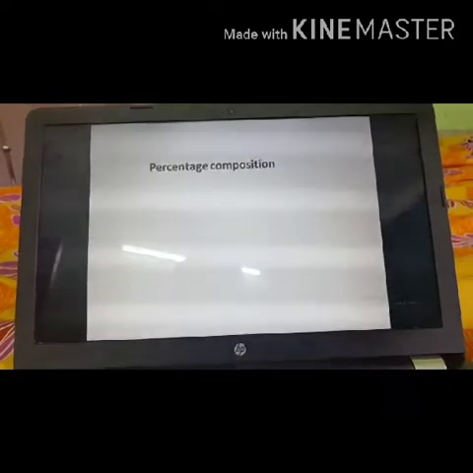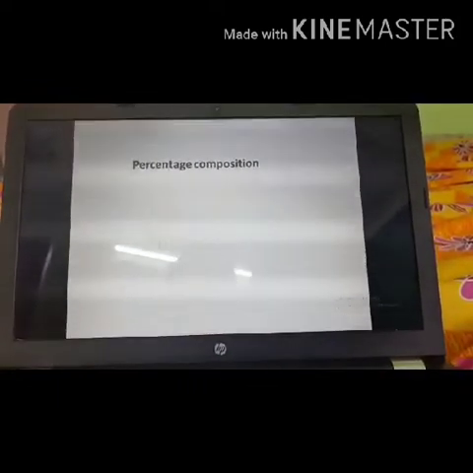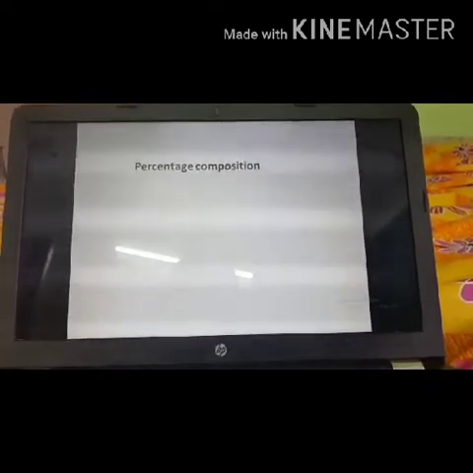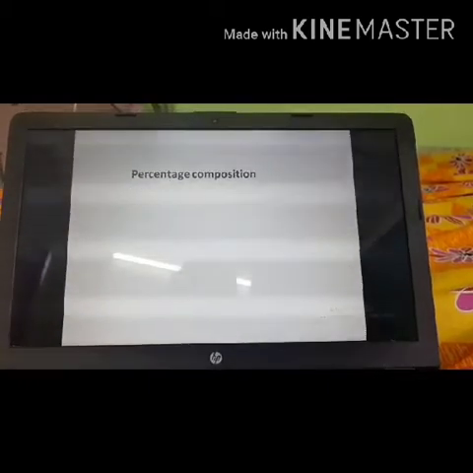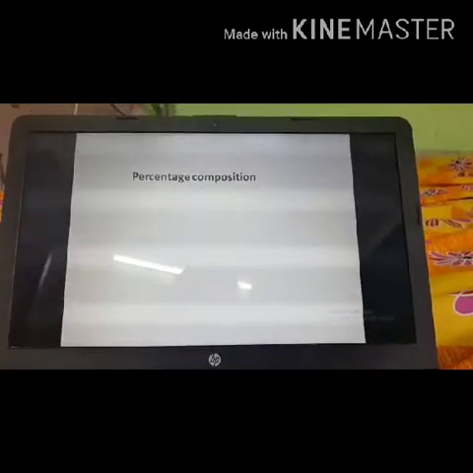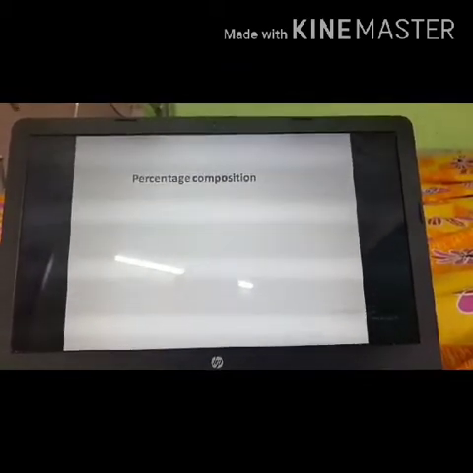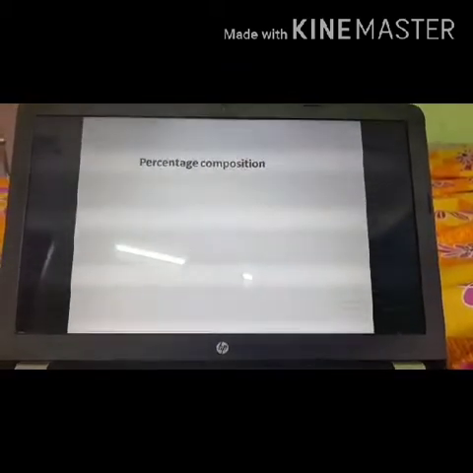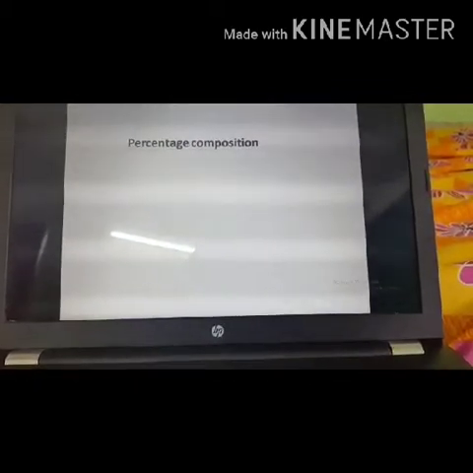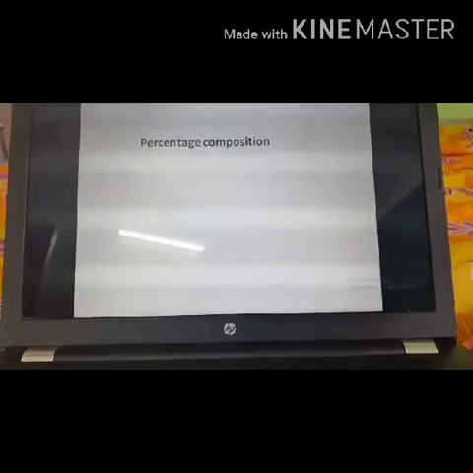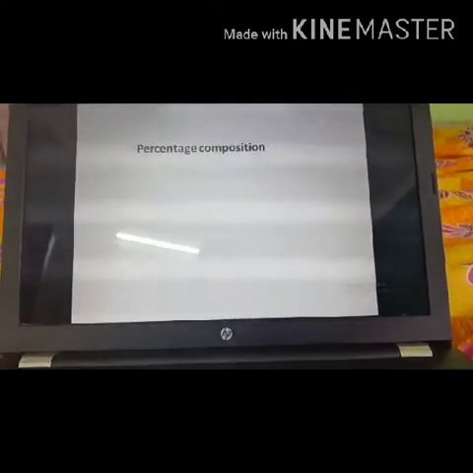Actually, to determine the molecular formula of a compound, we begin by measuring the mass or mass percentage of each element present in the compound. The percentage composition is generally expressed as the mass percentage composition. Suppose I am considering water, a molecule where hydrogen and oxygen both are present. How much percentage hydrogen and how much percentage oxygen is present in that compound, that is the percentage composition.